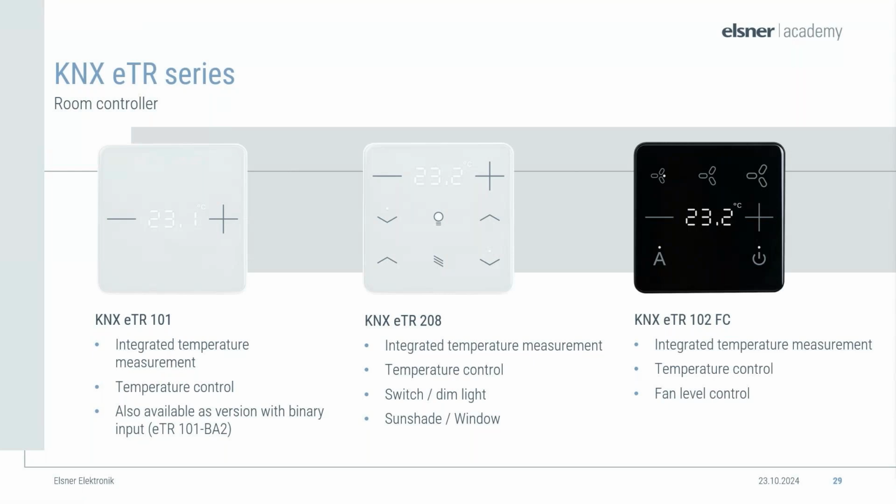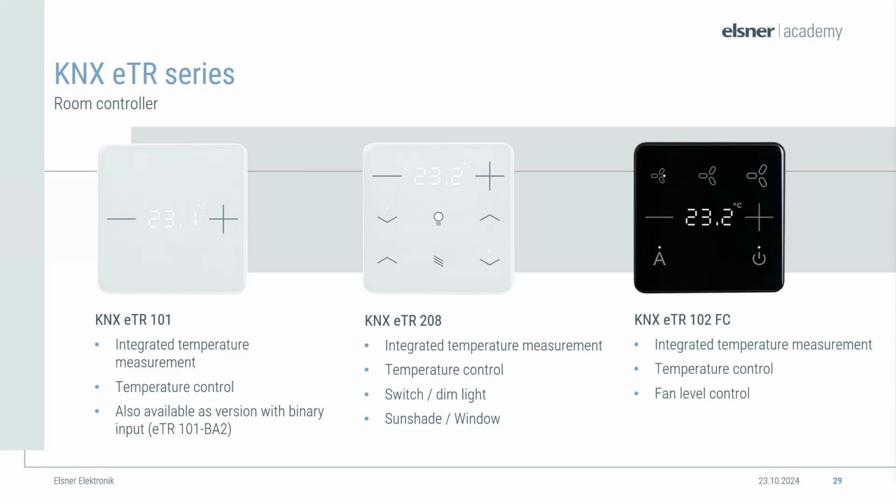What I very much love about this series is a very, very sleek design. It's looking very nice on the wall. We can show you in the next slides. In all of those room controllers where you can see the seven segment digits, we have the temperature control integrated. So we have the integrated temperature measurement. Every device of the ETR series has an integrated temperature sensor, so we also can take temperature readings in different areas of the room, which is very neat for a mixed value calculation.